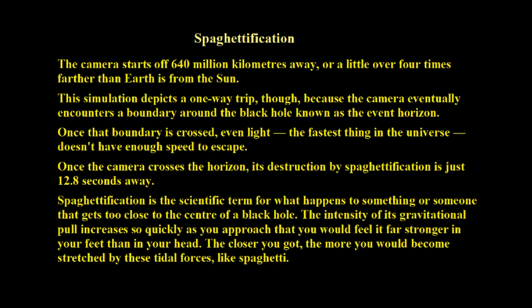Okay, so here we have the process. Again, it says spaghettification. They're going to simulate by throwing a camera inside, through the event horizon. It says the camera starts off 640 million kilometers away, or a little over 4 times farther than the Earth is from the sun. This simulation depicts a one-way trip, okay, because the camera eventually encounters a boundary around the black hole known as the event horizon, okay? Once the boundary is crossed, you're going to cross the event horizon, right?